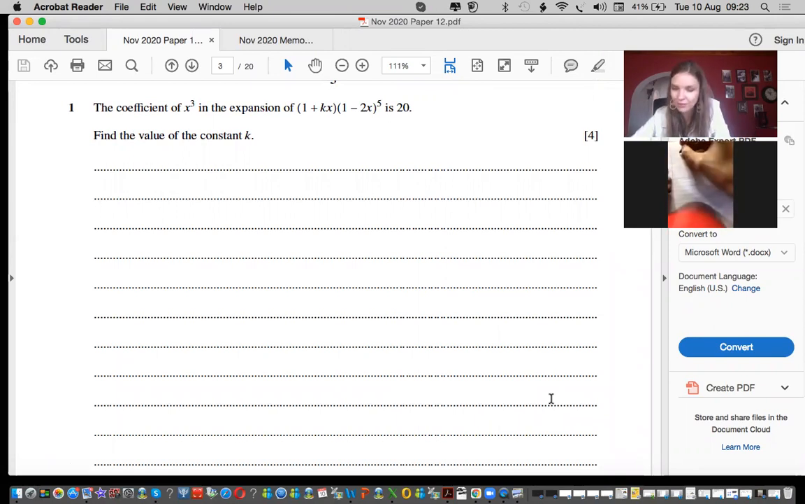So let's write down everything we need from there. This question 1: 1 plus kx, no exponent. Just notice there's no exponent. Then 1 minus 2x to the power 5. That has an exponent, that's probably going to use binomial expansion. And then they say that the coefficient of x cubed is 20.